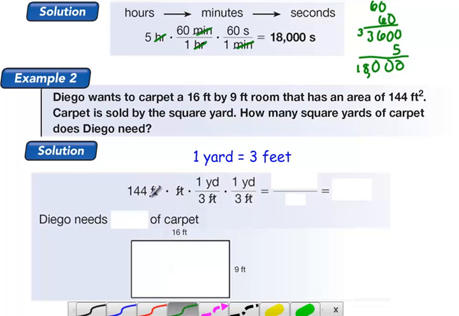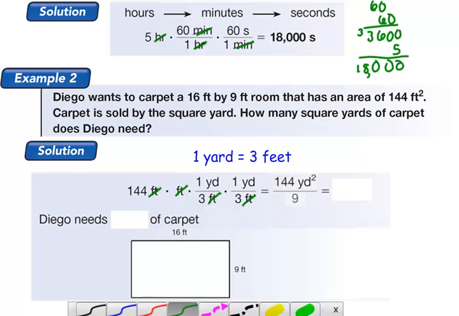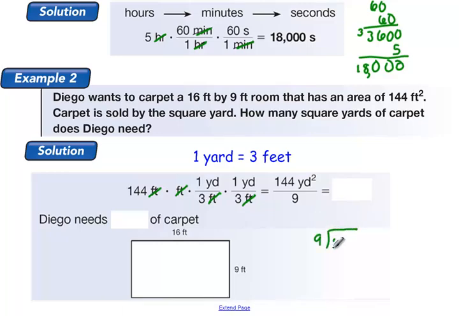So to recap, we cross off the feet. Therefore, that leaves us 144 times 1 times 1, which is 144. We have 3 times 3, which is 9. So therefore, we must divide 9 into 144. 9 goes into 14 one time. 14 minus 9 is 5. Carry down the 4. 9 goes into 54 6 times. Therefore, we know that we will need 16 square yards. So Diego will need 16 square yards.